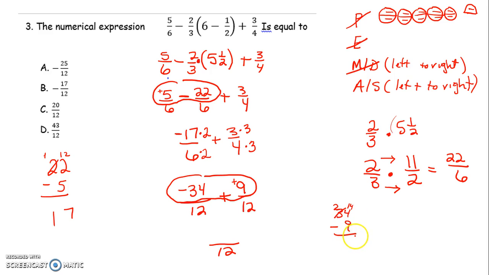34 minus 9, that's a 25. So when you find the difference between those two numbers, you come up with 25. What do I have more of? I have more negatives. So that's a negative 25 over 12. Letter A, there you have it. Let's hope I didn't make any mistakes.